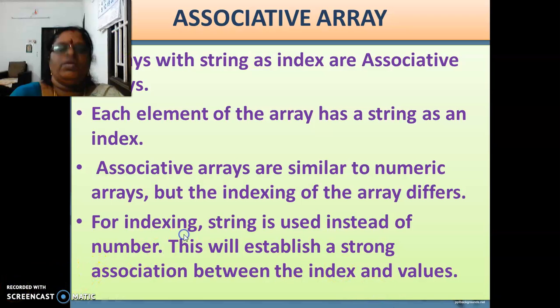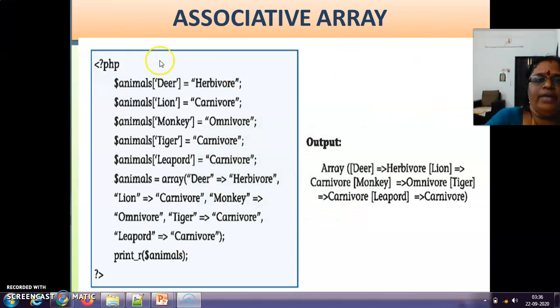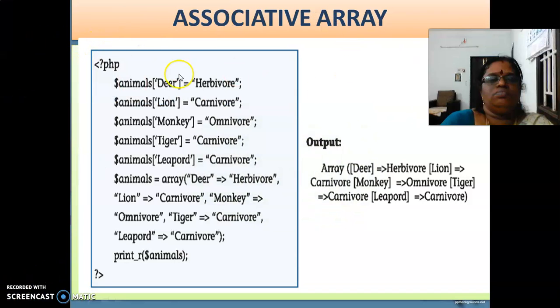Got it, children? Can go to the next, how to go with the associative array. So example program of the associative array. This is the example program. Okay. Animals. Deer is the index. Lion is the index. Monkey is the index. Tiger is the index. Okay. Leopard is the index.